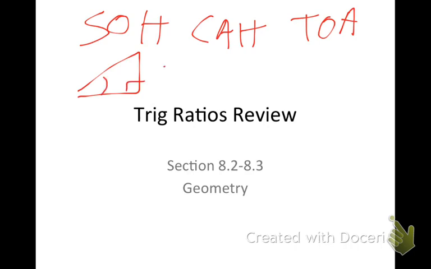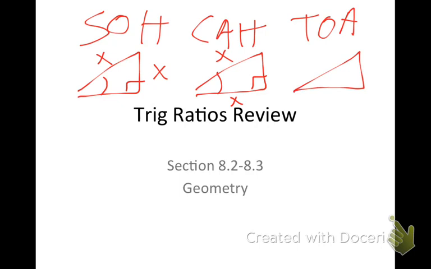So when we use sine, we have the opposite and hypotenuse. Cosine, we have the adjacent and hypotenuse. And tangent, we have the opposite and adjacent. Again, that's all in relationship to the angles. It might help you to make sure you twist your triangles every once in a while too.